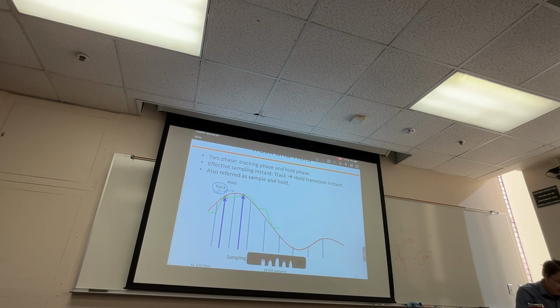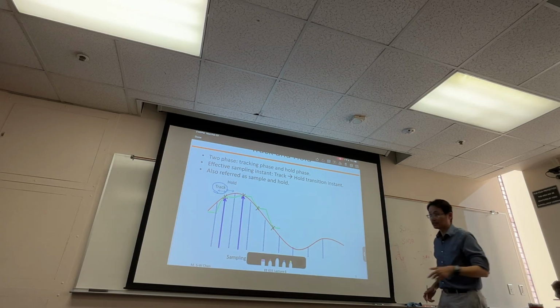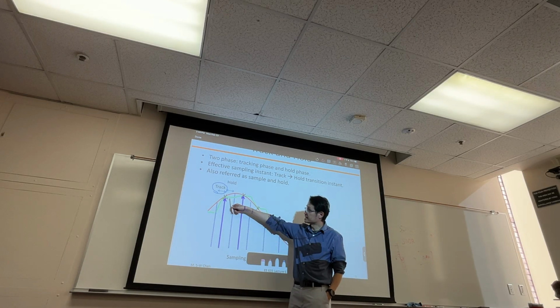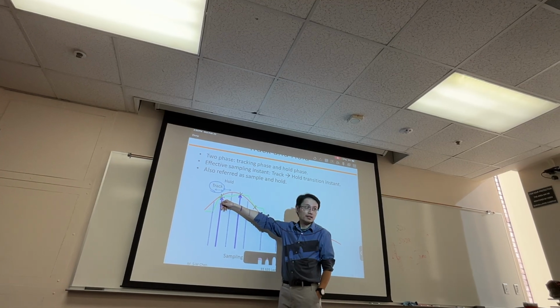You see that? So that's why in the track and hold circuit, you can still mathematically model it with multiplication by the delta function. It's just a question of where that delta function is. The delta function is exactly the boundary between the tracking and the holding.